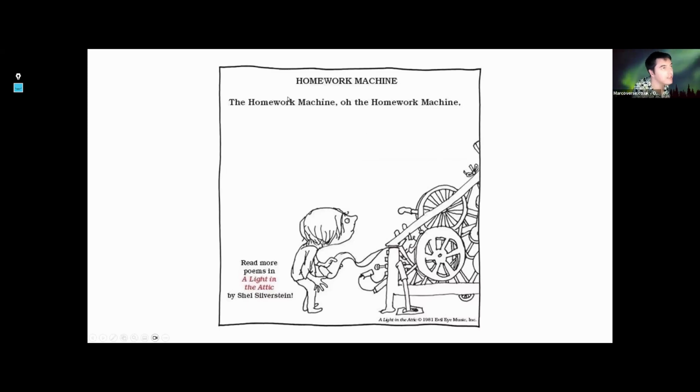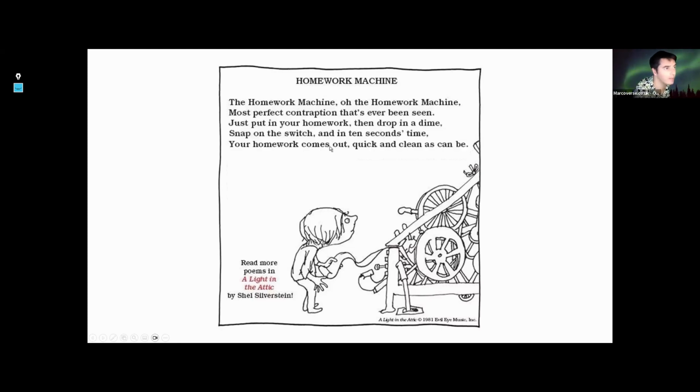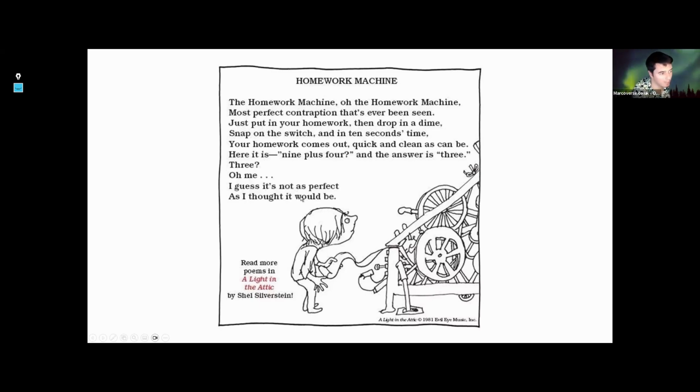The homework machine, oh, the homework machine. The most perfect contraption that's ever been seen. Just put in your homework, then drop in a dime, snap on the switch, and in 10 seconds' time, your homework comes out quick and clean as can be. Here it is, 9 plus 4, and the answer is 3. 3? Oh me. I guess it's not as perfect as I thought it would be.